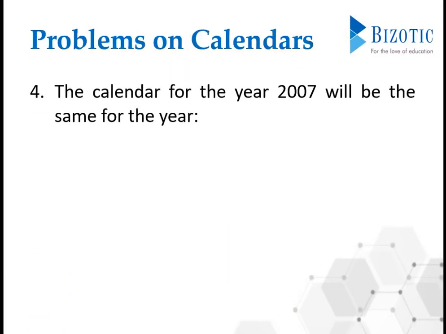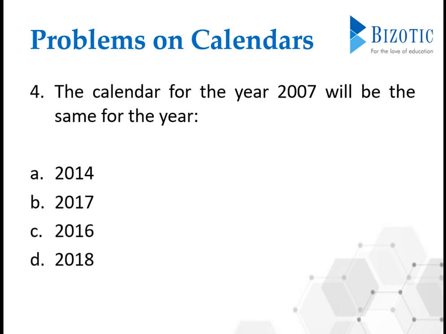Now let's move on to the next question, number 4. The calendar for the year 2017 will be the same for the year... which year? They have given corresponding options. So I told you, whichever the year, it has to have the same calendar as some other year. So it has to start with the same day as the other year.